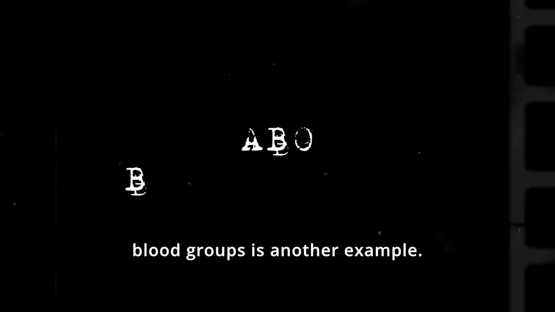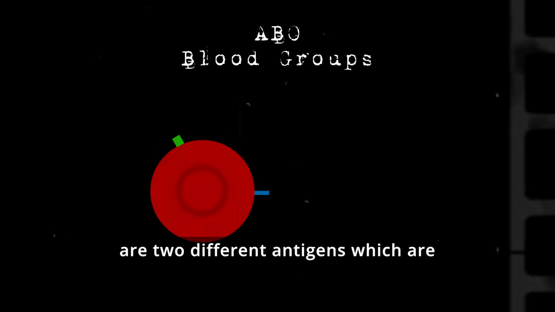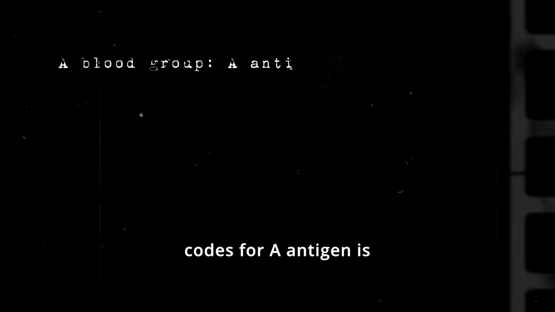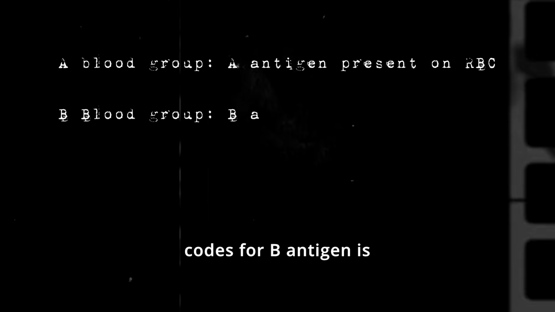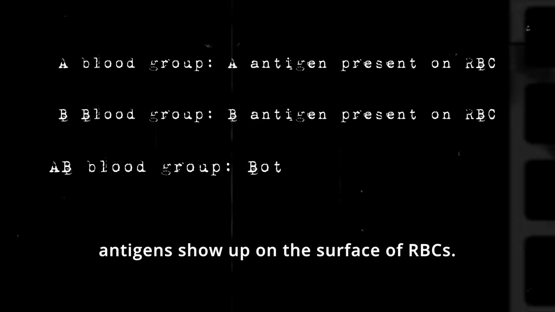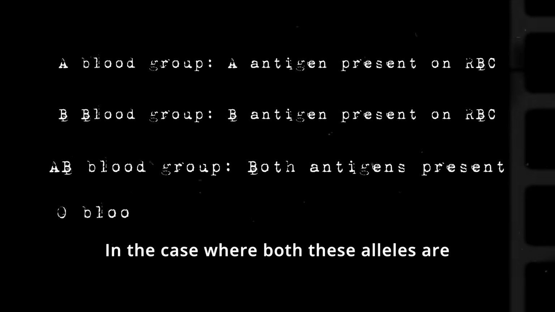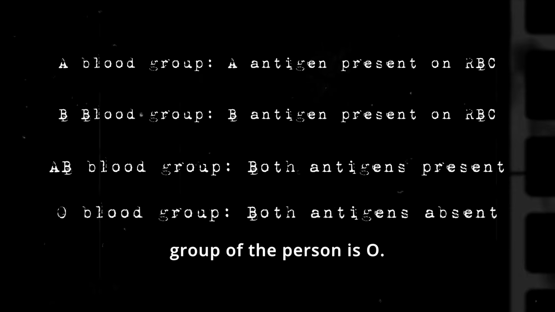The presence of different blood groups is another example. In the case of ABO blood groups, A and B are 2 different antigens which are present on the surface of the red blood cells. In individuals in whom the allele that codes for A antigen is present, their blood group is A. In individuals where the allele that codes for B antigen is present, their blood group is B. In those people in whom both these alleles are present, both A and B antigens show up on the surface of RBCs. Their blood group is AB. In the case where both these alleles are absent, both A and B antigens are absent. In that case, the blood group of the person is O.